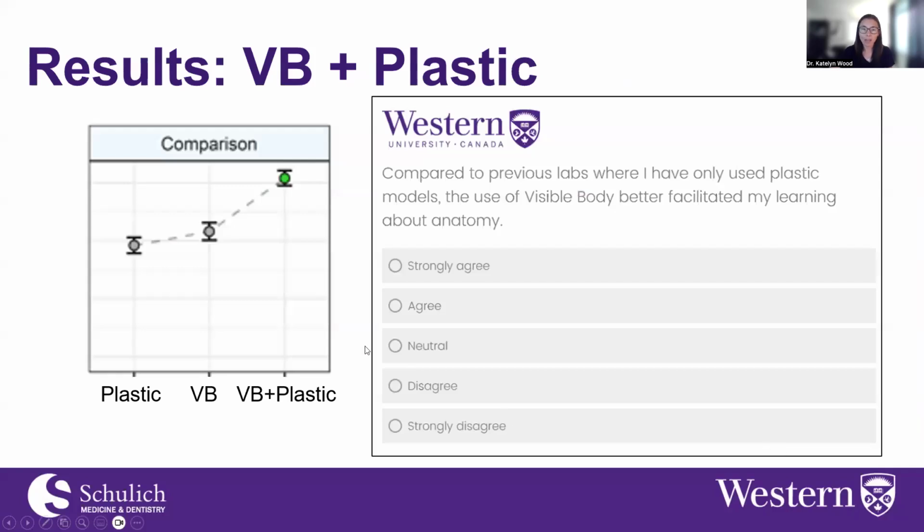And so I think I'm going to come back to this slide here, which is our comparison, right? So students were asked, compared to previous labs where you have only used plastic models, in the groups that had plastic models, they were asked to just compare to previous labs. Did this lab, or the use of Visible Body, better facilitate your learning about anatomy? And so you can see this green little mark here, which really shows that it's this combination of both the hands-on and the digital tools that the students really appreciated and ultimately facilitated their learning about the content, which was our objective to begin with.